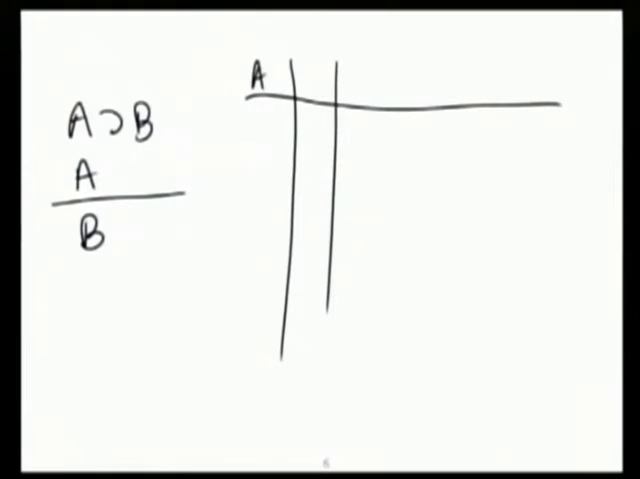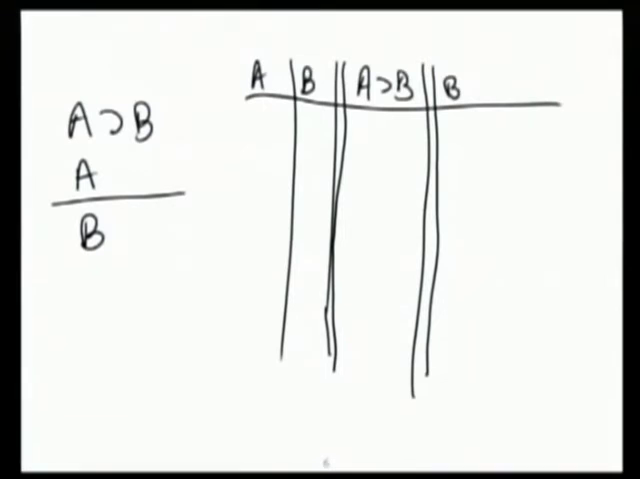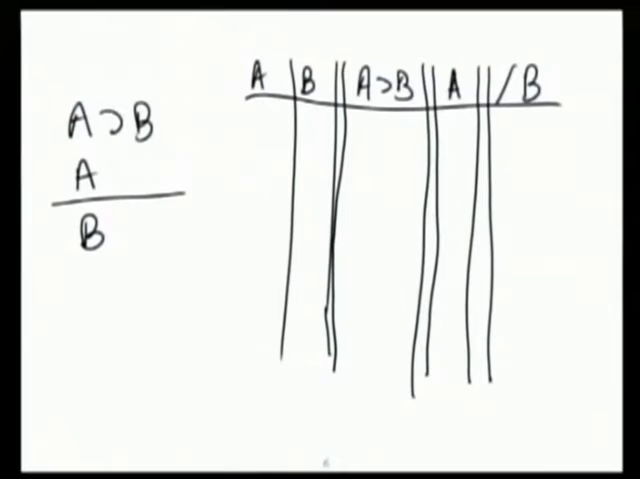Let's take the argument: A horseshoe B, A, therefore B. If you know that if A then B, and if you know A, then you're entitled to draw out B. So the question is: is this argument valid? We've got two variables, A, B. I'm going to put two lines just to separate the premises. A horseshoe B, and A, therefore B. So as before, we drew false.